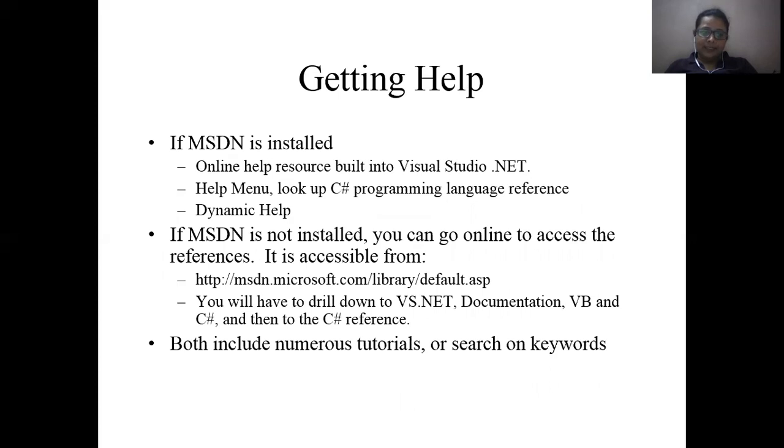If MSDN is installed, online help resources are built into Visual Studio .NET. The Help menu looks up the C Sharp programming language reference and dynamic help. If MSDN is not installed, you can go online to access the references. It is accessible from http://msdn.microsoft.com library default ASP. You will have to drill down to VS.NET documentation, VB and C Sharp, and then to the C Sharp reference. Both include numerous tutorials, or search any keywords.